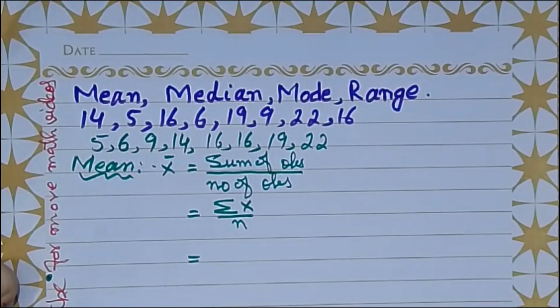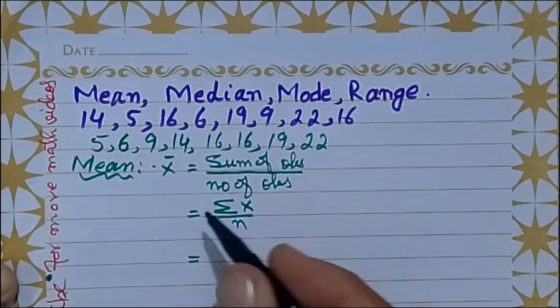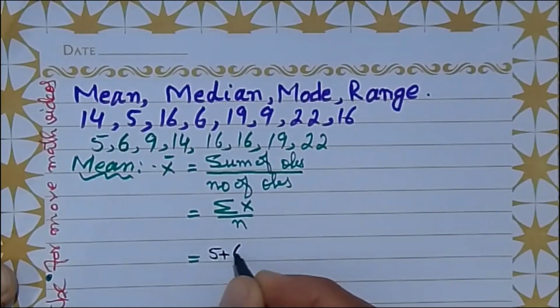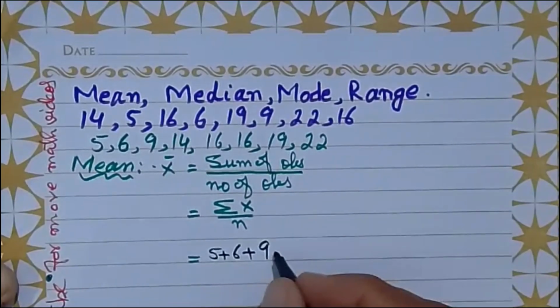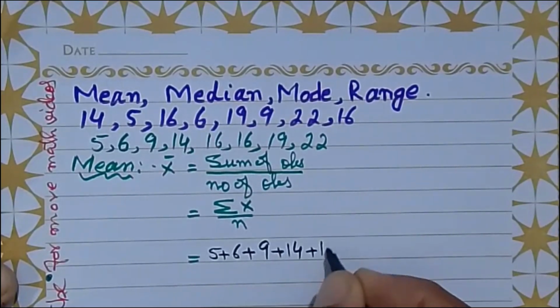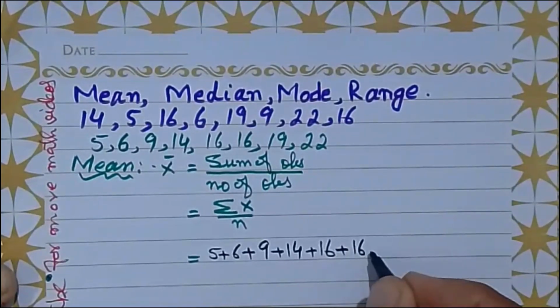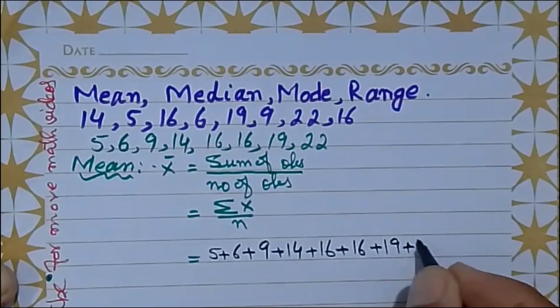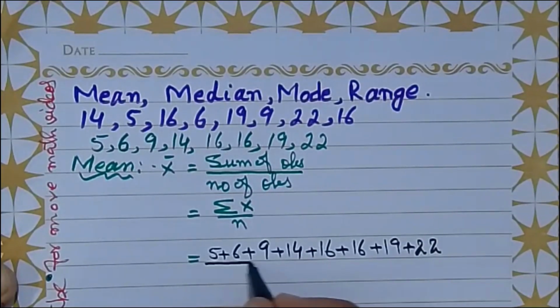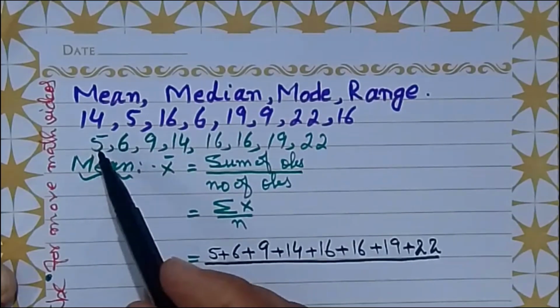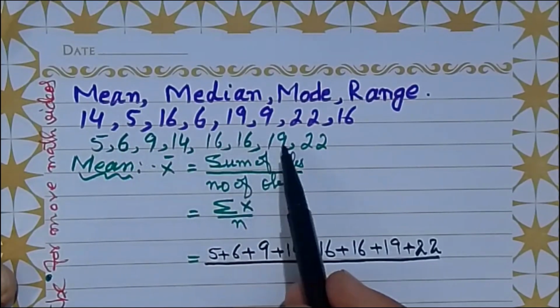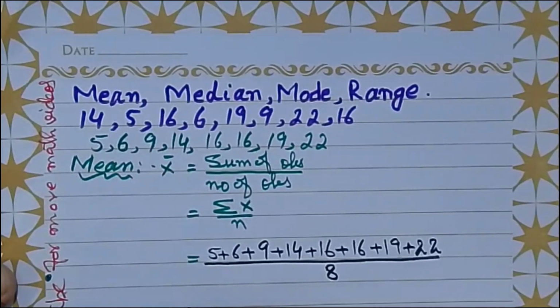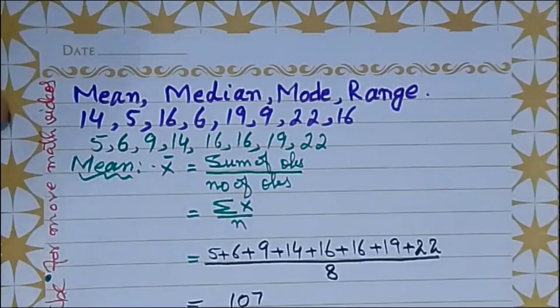Now I'll add these terms: 5 plus 6 plus 9 plus 14 plus 16 plus 16 plus 19 plus 22, and divide by the total number of terms, which is 1, 2, 3, 4, 5, 6, 7 and 8. That is equal to 107 over 8.